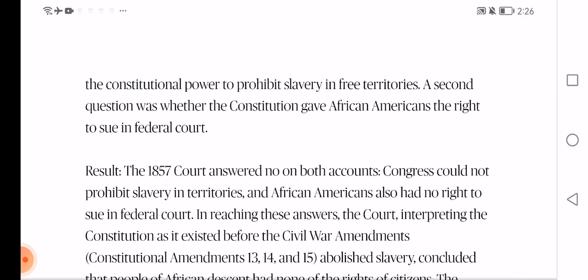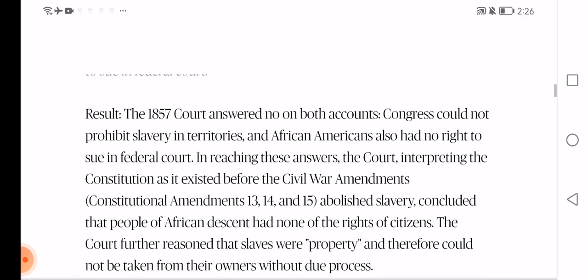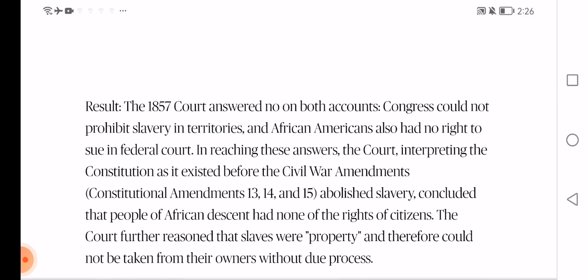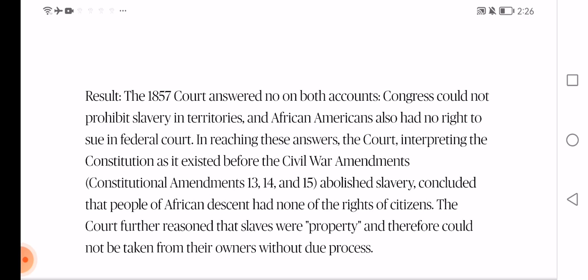Result: the 1857 court said no on both accounts. Congress could not prohibit slavery in the territories, and African Americans also had no right to sue in federal court.